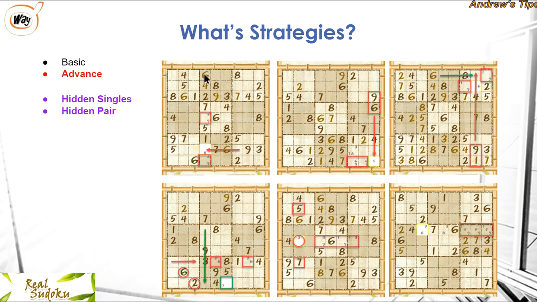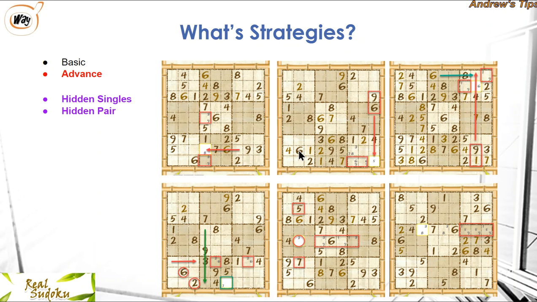For example, in this column, we have 3, 8, 9 for the three cells. But 3 and 9 cannot go in this cell. So they must go in the other two cells, right? So only 8 goes in this cell. That's the hidden single.